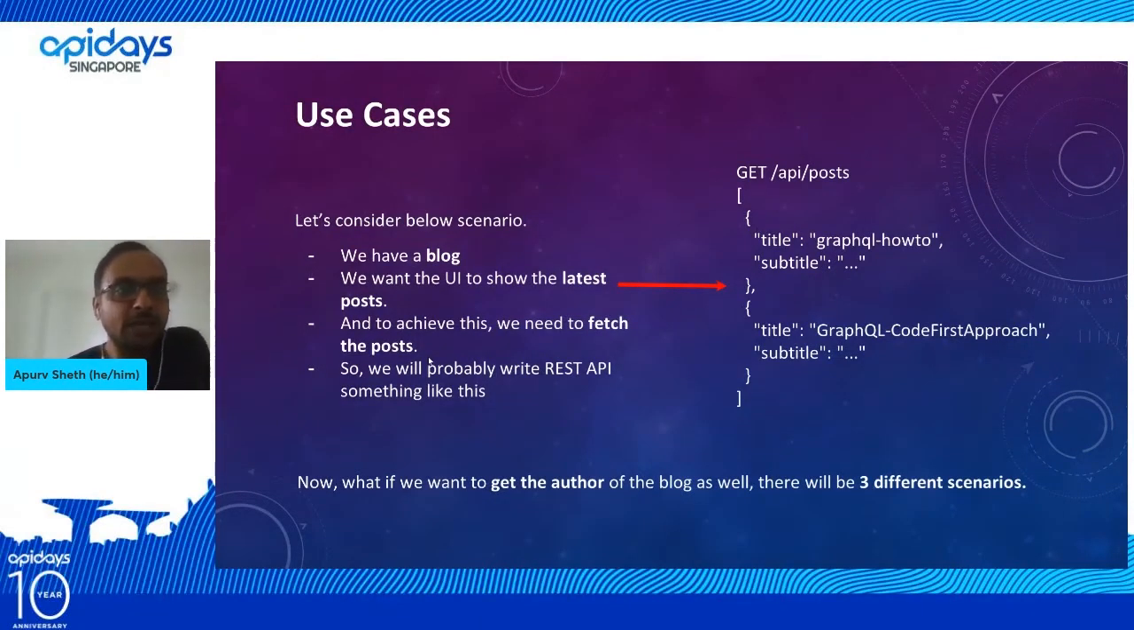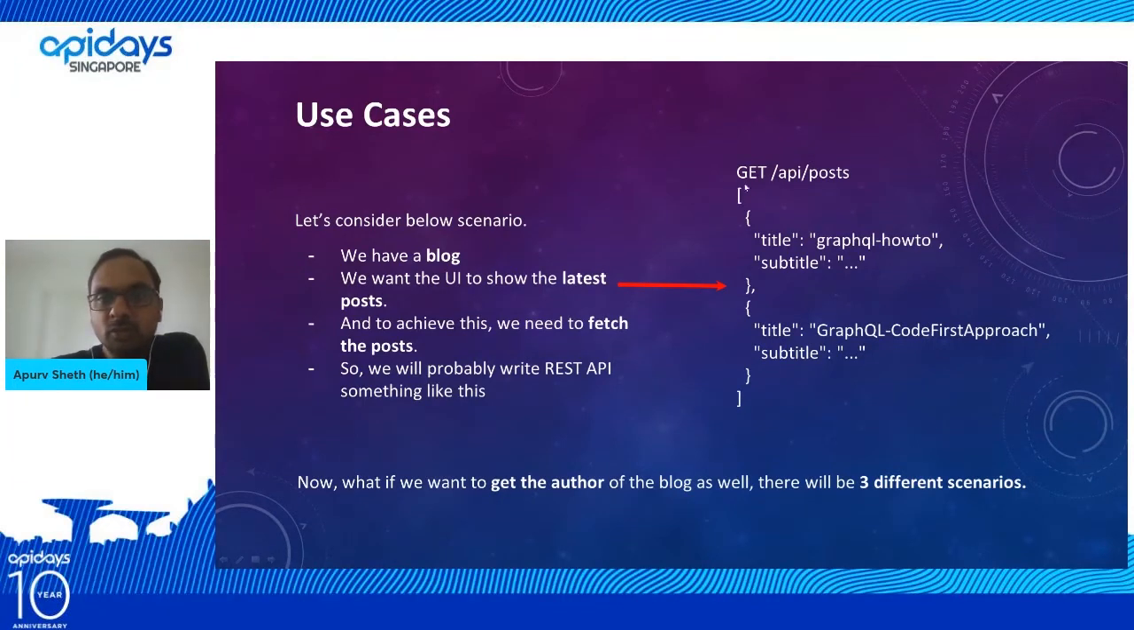So consider that we have an application where we have to display the latest blog posts on the UI. To achieve that, we have to get all the latest posts via the REST API, for example. So let's take the REST API in this case to get the latest blog posts. Our API would look something like this.